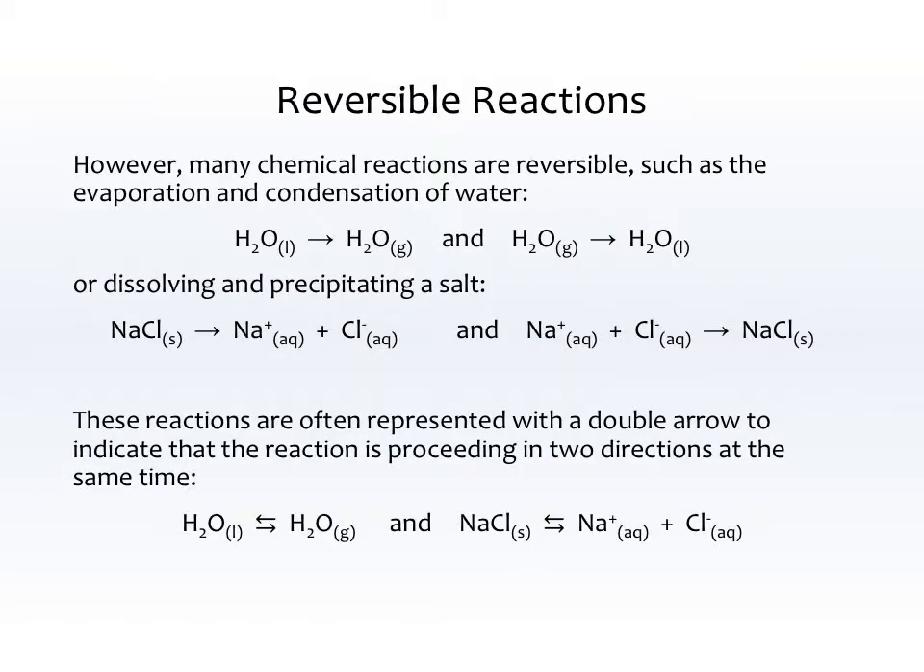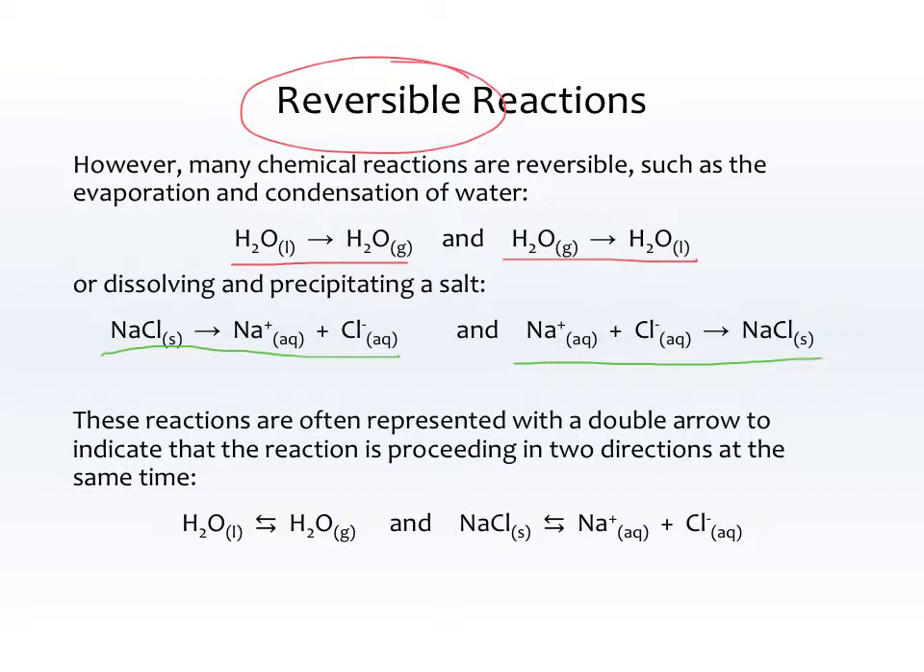However, many chemical reactions are reversible, such as the evaporation and condensation of water. Water liquid will turn into water gas, and water gas will turn back into water liquid. Or the dissolving and precipitating of a salt. Salt, NaCl solid, will turn into Na plus and Cl minus, and Na plus and Cl minus will turn back into NaCl solid. These reactions are often represented with a double arrow to indicate that the reaction is proceeding in two directions at the same time. One is happening and the other is happening at the exact same time.